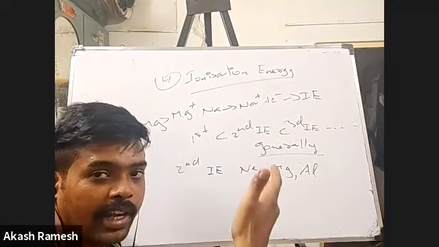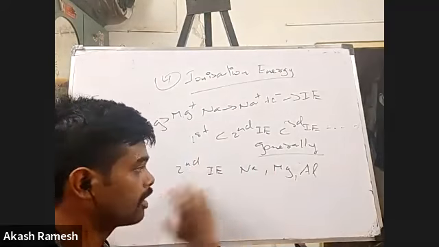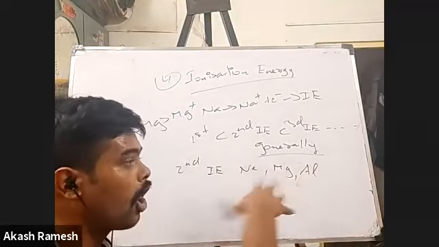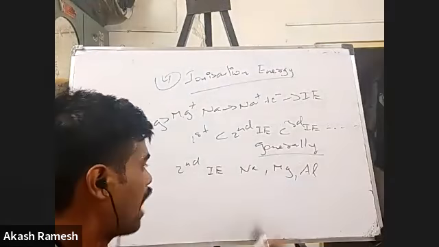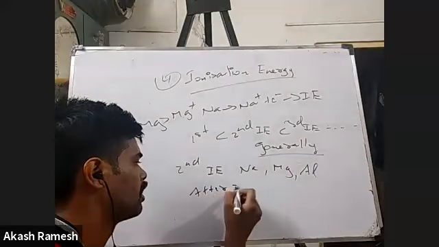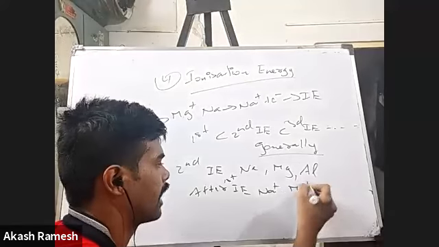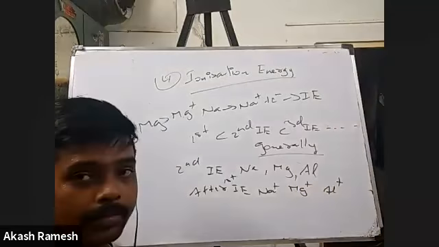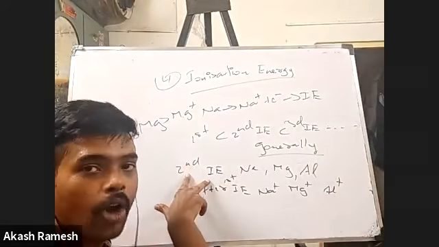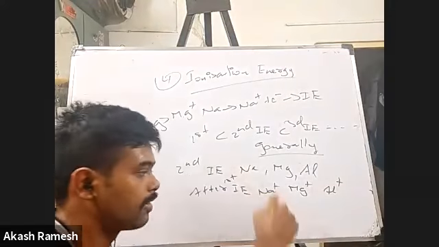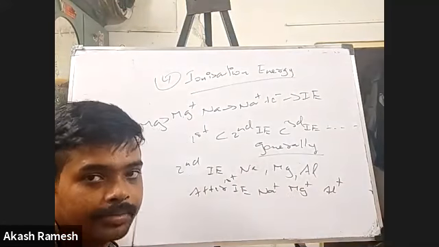After the first ionization energy itself, all of them would have formed monopositive cations, right? So I would say after the first IE, all would have formed Na+, Mg+, Al+. Now from this I have to remove an electron again. That's what we're talking about, the second ionization energy, right? From these species, I have to remove the electron.